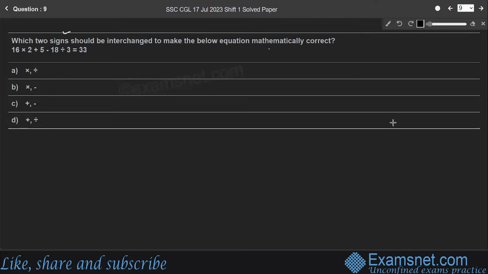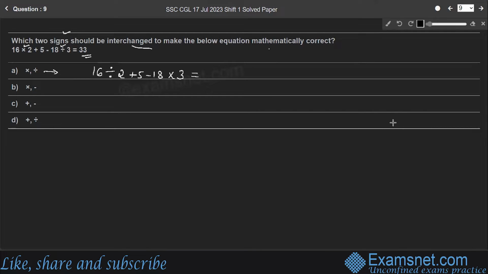Question 9. Which two signs should be interchanged to make the below equation mathematically correct? According to option A, interchange multiplication and division signs. If we interchange multiplication and division signs in the given equation, the equation becomes 16 divided by 2 plus 5 minus 18 multiplied by 3 is equal to... we have to check whether LHS is equal to RHS, right? So whether it is equal to 33 or not.